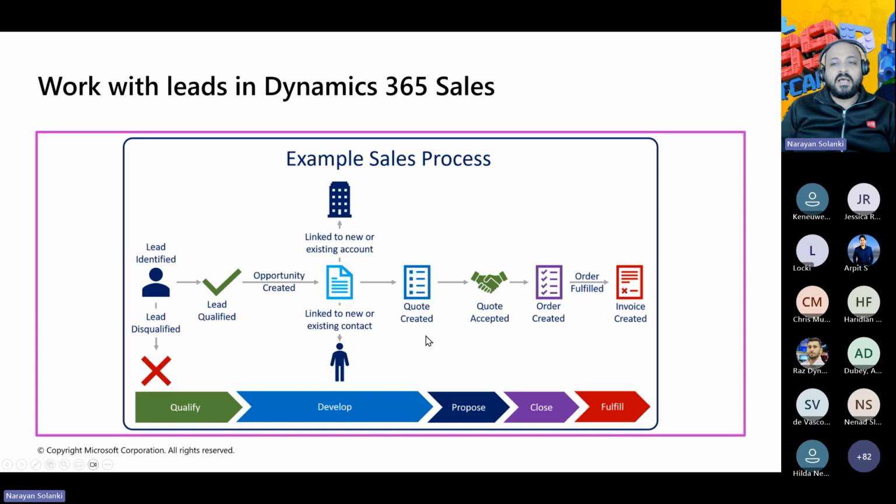Once the qualification happens and everything is going on a happy scenario, you select your existing contact or create a new one, create a quote, you get the quote acceptance. Your lead or the sales process can fall at any stage. It can get disqualified or it can be lost due to various reasons. So failure can happen in any stage. But once you create the order and fulfill the order, then you create the invoice.